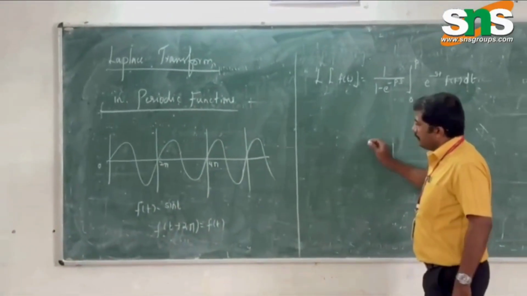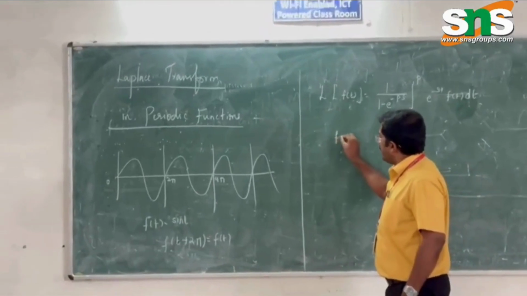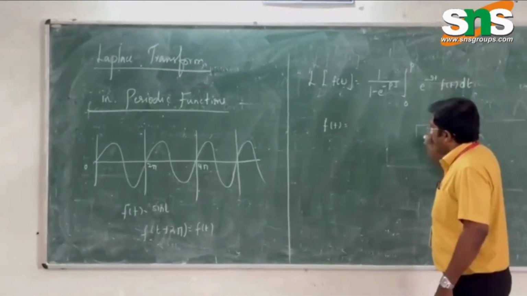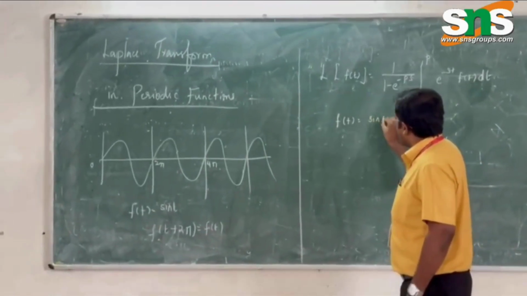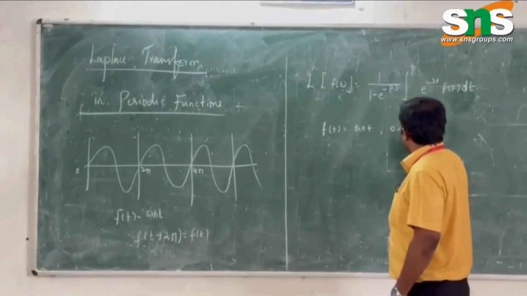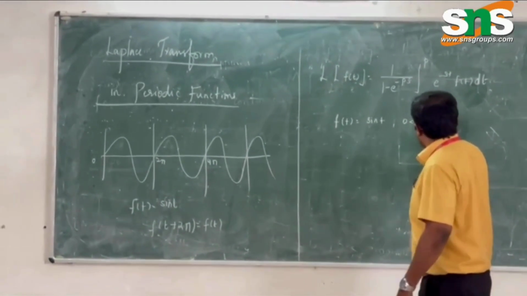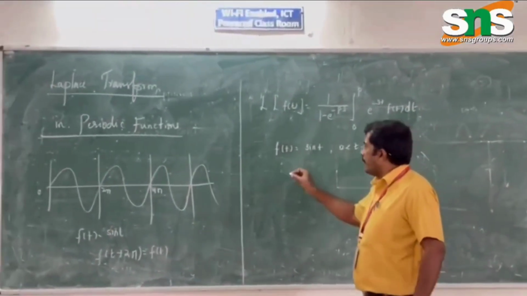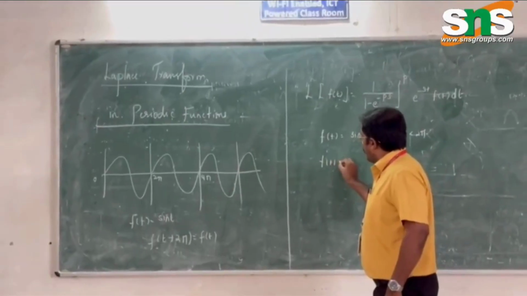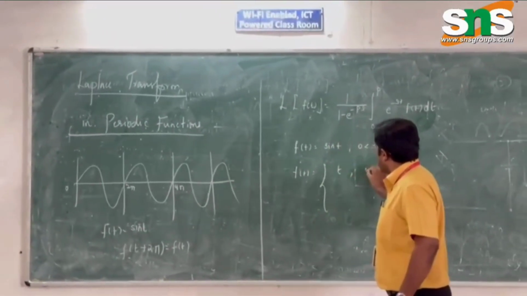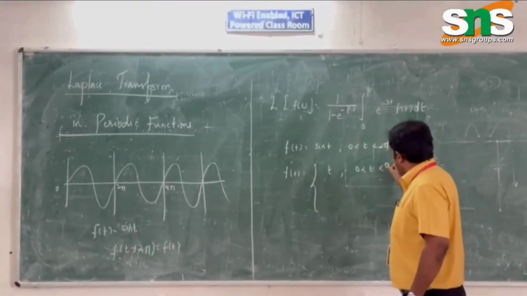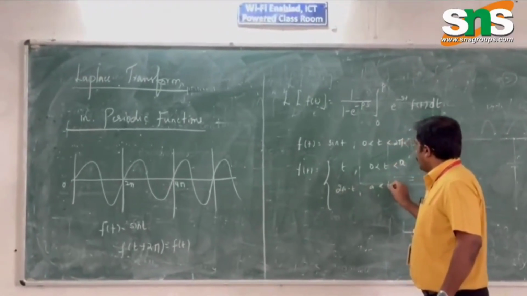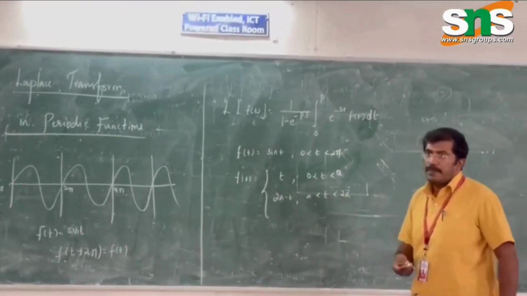Suppose I take f of t as a function; it can be any function. For example, f of t equal to sin t for the interval 0 to 2 pi. You can work on this. Suppose we have f of t equal to t for the interval 0 to a, and 2a minus t for the interval a to 2a. Even this can be a periodic function.